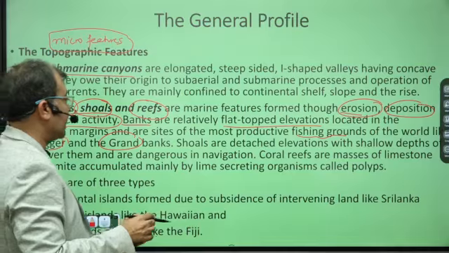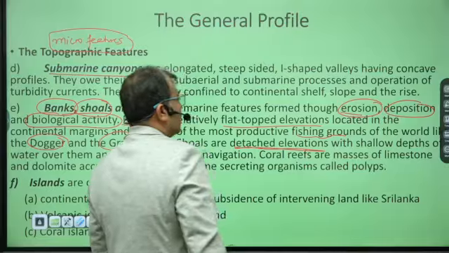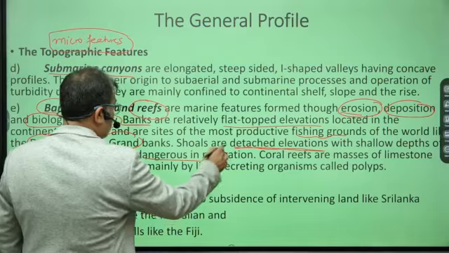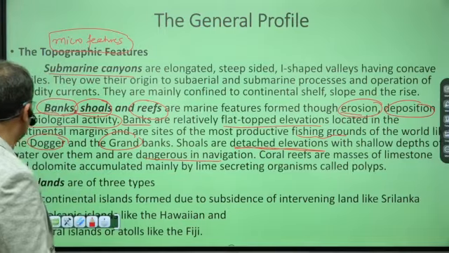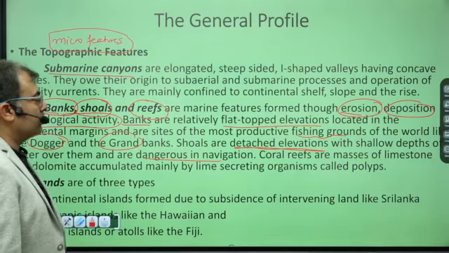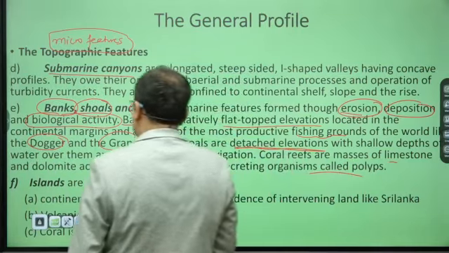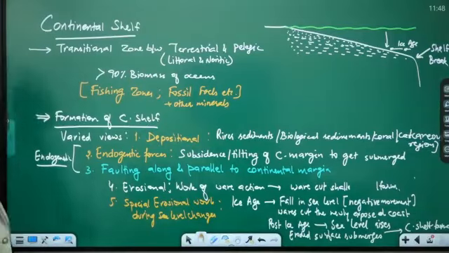Shoals are detached elevations. So these are also isolated elevations, but they are dangerous to surface navigation. Coral reefs are masses of limestone and dolomite accumulated mainly by lime secreting organisms called polyps. So इनसे मुलाकात की जाए. ठीक है.